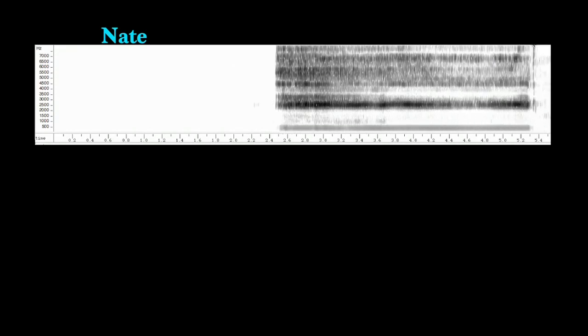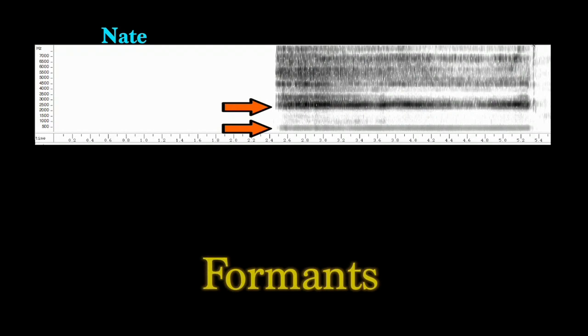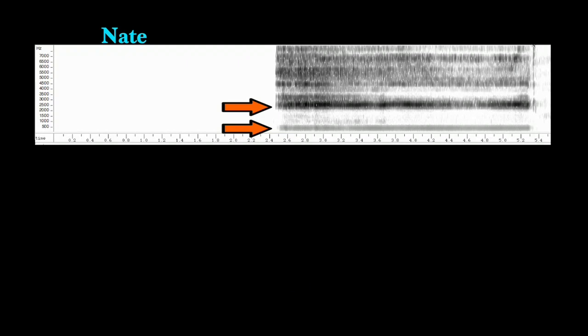Now, I'm going to record Nate saying something. Let's take a look at the spectrogram when Nate says E. E. These horizontal lines are the frequencies in the vowel Nate made. Those frequencies are called the formants of a vowel. These formants are in different positions on the spectrogram for different vowels.